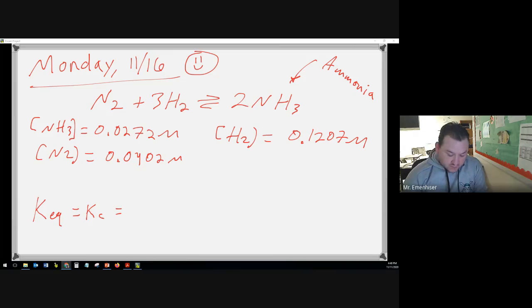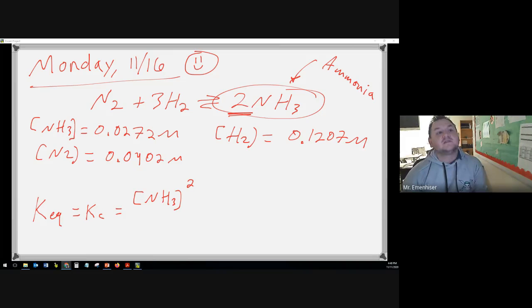So we're going to do products over reactants. So my product is NH3. We're going to square it because the coefficient is a 2. Remember that the coefficients in the balanced equation become exponents in the K expression for the equilibrium constant. Okay, and then we're going to do reactants on bottom.